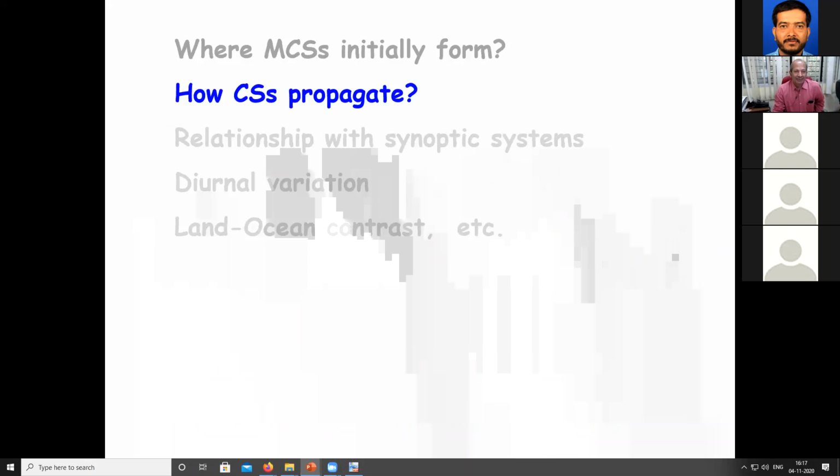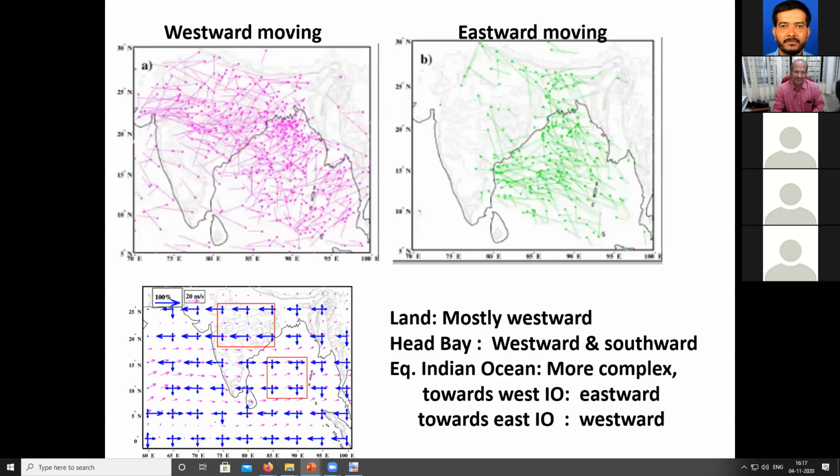And how do cloud systems propagate? When you saw that animation by Dr. Venkatesh, you saw that clouds are never stationary. They keep on moving. Then how do they move? When you see that motion, it looks very complex. But when you start isolating these cloud systems and plotting them on a diagram, then some pattern emerges.